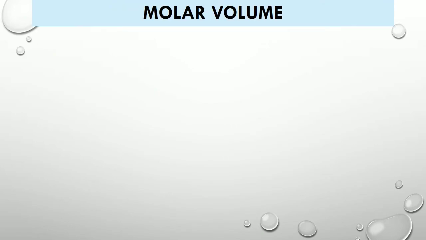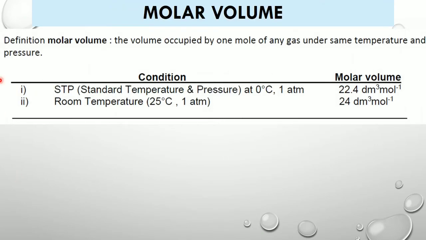Molar volume can be defined as the volume occupied by one mole of any gas under the same temperature and pressure. And there will be two conditions, which is STP, refer to standard temperature and pressure, at 0 degrees Celsius and 1 atm, the gas will have a volume of 22.4 dm3, and at room temperature, which is 25 degrees Celsius and 1 atm, 1 mole of any gas will have the volume of 24 dm3.